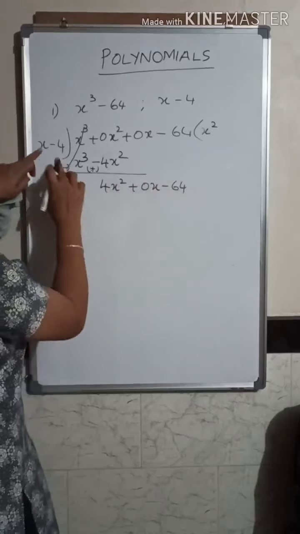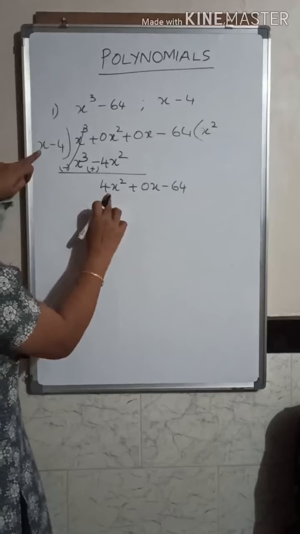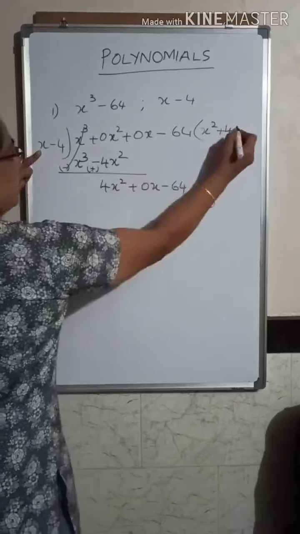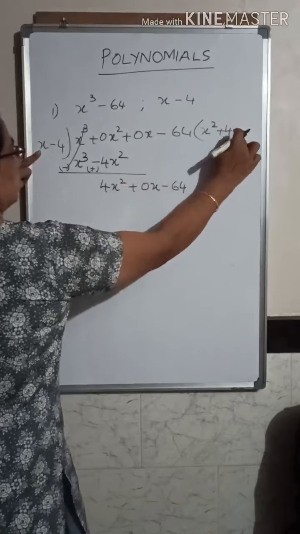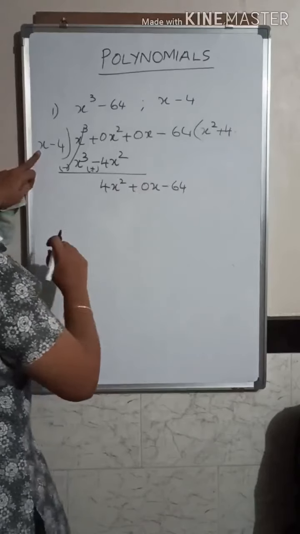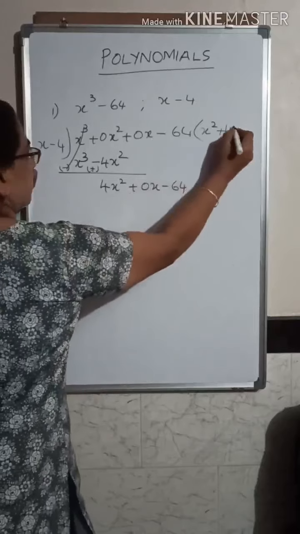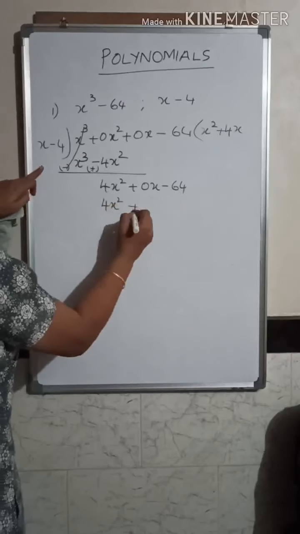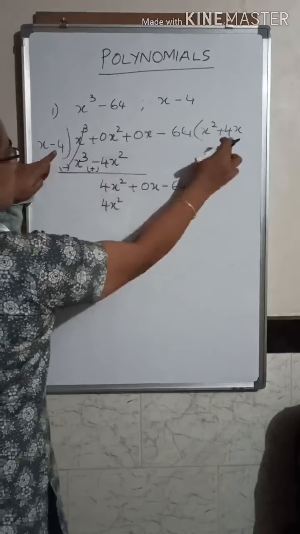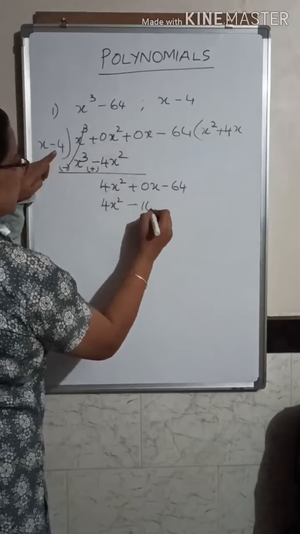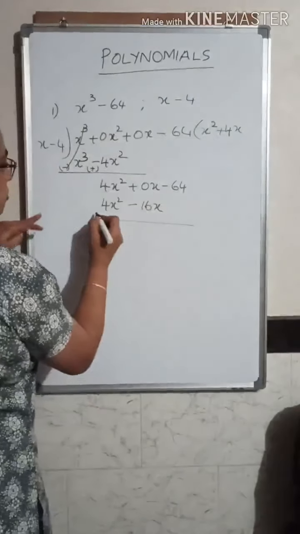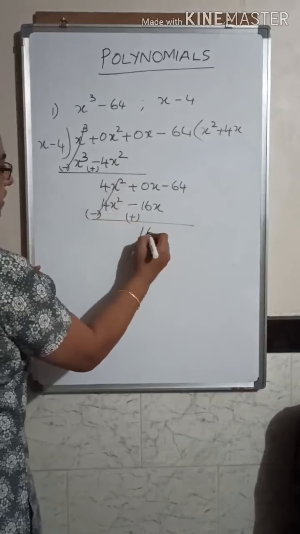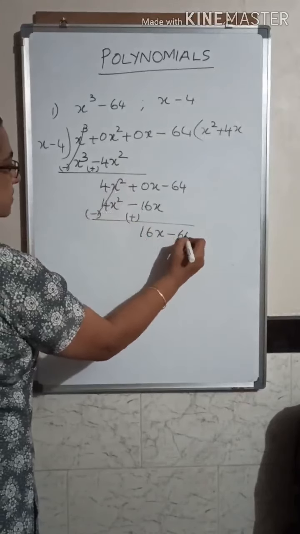Now next, what should you multiply to x to get 4x square? So that is plus 4. x into 4 is 4x square, minus 4 into 4x is minus 16x. Then change the sign, minus and this becomes plus, cancel it, so you will get 16x minus 64.